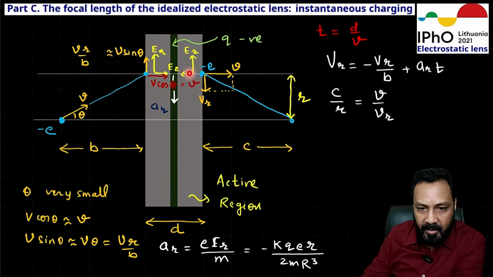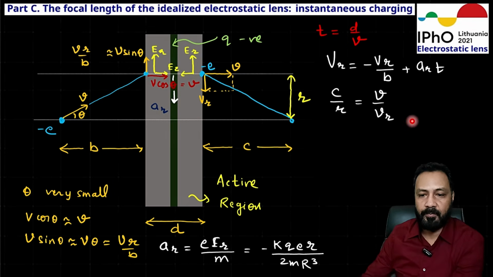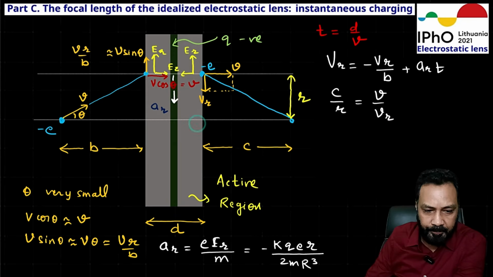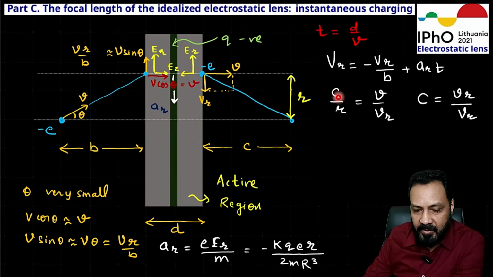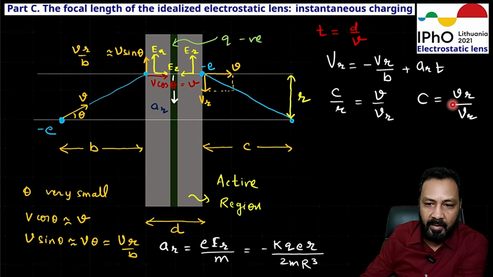This c by r is actually this v by vr. Take this angle theta, then cot theta is c by r, and from here cot theta is v by vr. So c is equal to v into r. This is the radial component of the velocity, and this is the overall z component of velocity, and r. So v into r divided by vr.